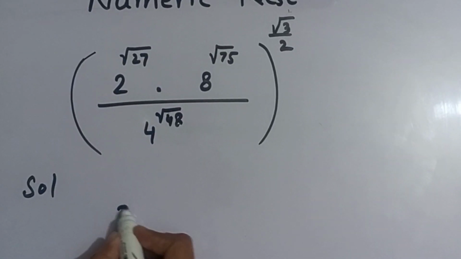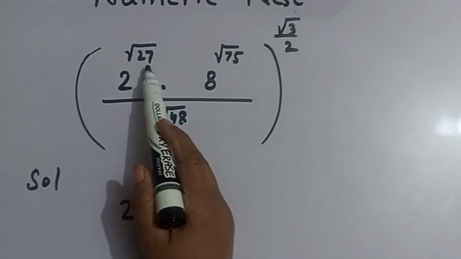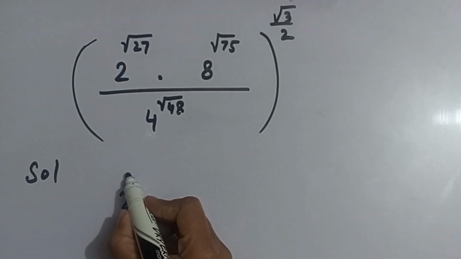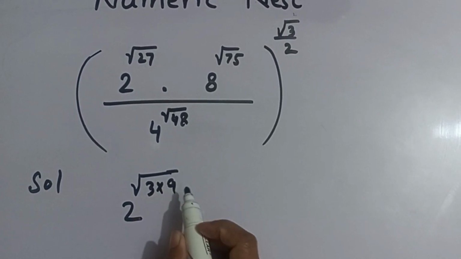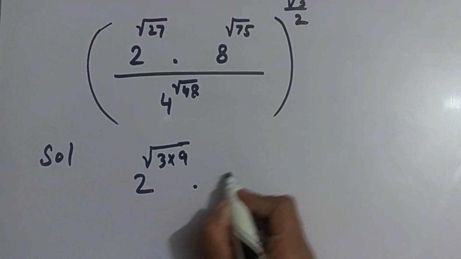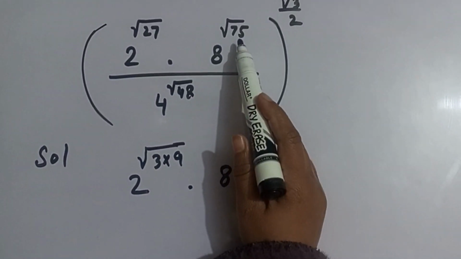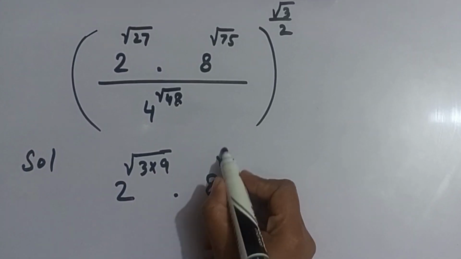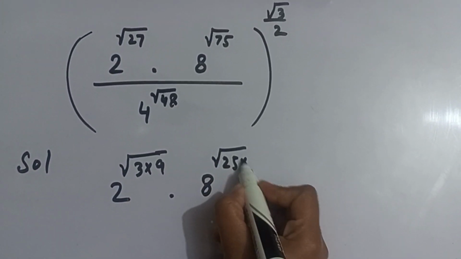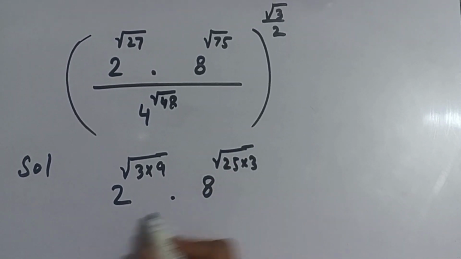Look at this value. This is our 2 raised to the power square root 27. We write this as square root 3 multiply 9, which is equal to 27. Now look at this. This is an 8. Its power is square root 75. We write this 75 as square root 25 multiply 3.